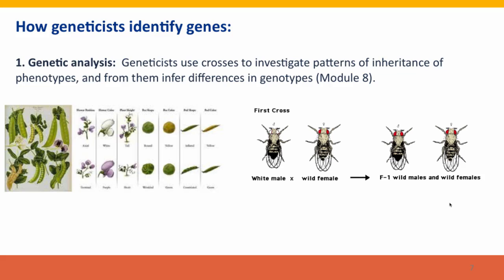What did the progeny look like? How many of each kind were there? And from that, he inferred the existence of genes controlling the properties he was studying. And many, many geneticists in the 150 years since then have used the same strategy to identify a great deal about what genes there are and how they work.